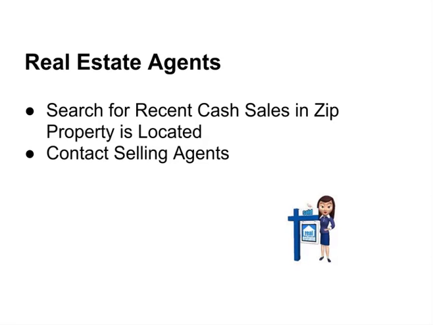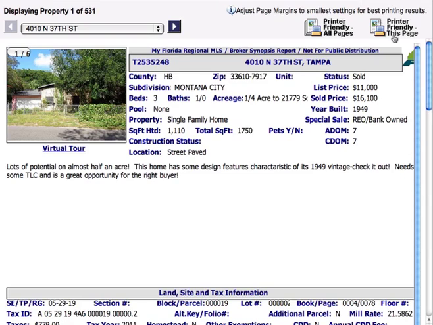So I just want to show you an example here. Let's say I have a property under contract in Tampa in the 33610 zip code. I can't find a buyer. None of my buyers are interested. I'm starting to panic a little bit. What I can do is go into the MLS or have someone do this search for me, get me a list of properties that have sold for cash in the last 30 or 60 or 90 days in 33610.